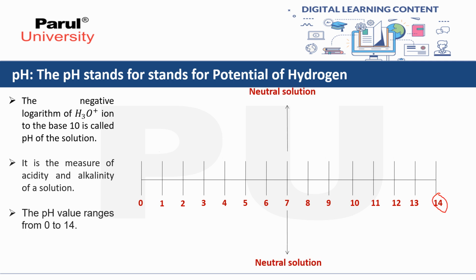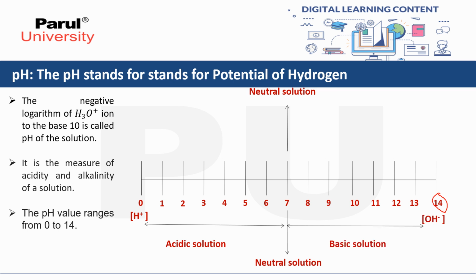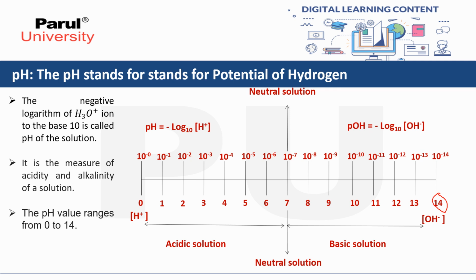7 is the neutral condition. Below 7, it is an acidic solution, which means the concentration of H plus ion is more. Above 7, it is a basic solution, that means the concentration of OH minus is higher. pH is found with the formula pH is equal to minus log of H plus ion to the base 10, and if it is a base, we can find the pOH as pOH is equal to minus log of OH minus ion to the base 10.